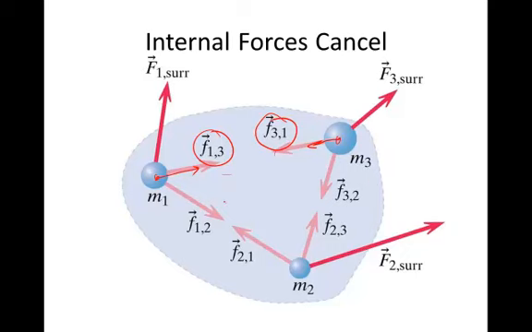Then these internal forces are not going to impact how that black box moves. The only thing that will impact how the black box moves is interactions between the stuff inside and the surroundings. So these three forces, the force on particle 1 by the surrounding, the force on particle 3 by the surrounding, and the force on particle 2 by the surrounding, those are the only three forces that will actually affect our black box system.